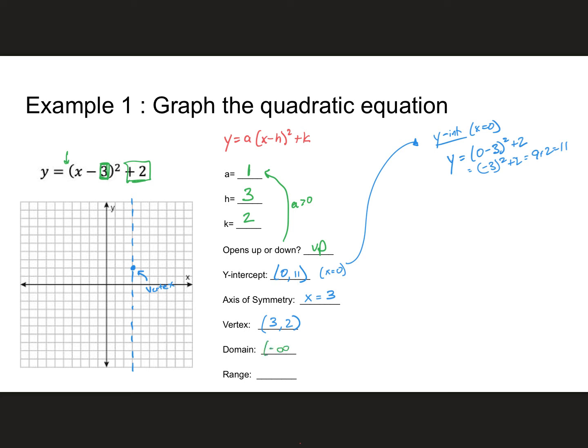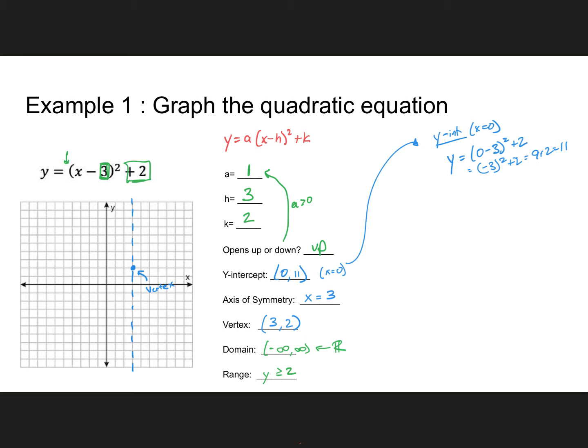It's from negative infinity to positive infinity. Ooh, that's the fancy way of writing all real numbers. Maybe you remember that from Algebra 1. And the range. Well, let's see here. If I know my U is going to open up, and I know where my vertex is, I know all of my values have to be greater than or equal to that lowest y value, which is 2 in this particular problem. So y greater than or equal to 2.